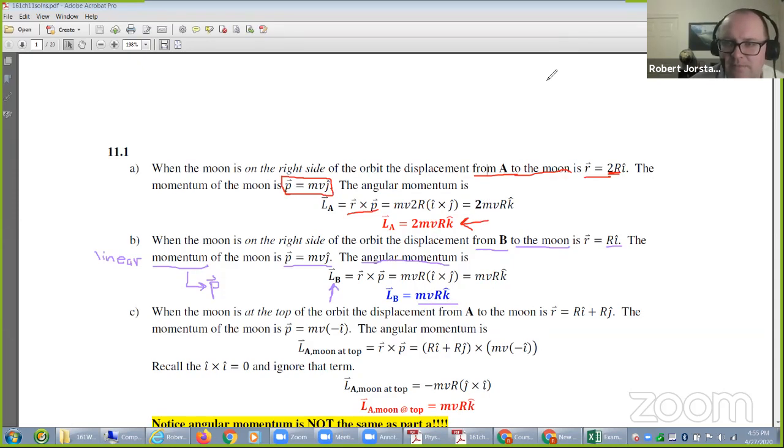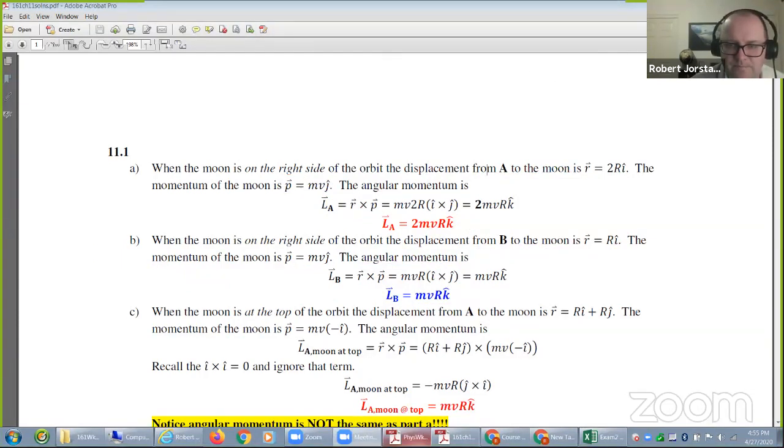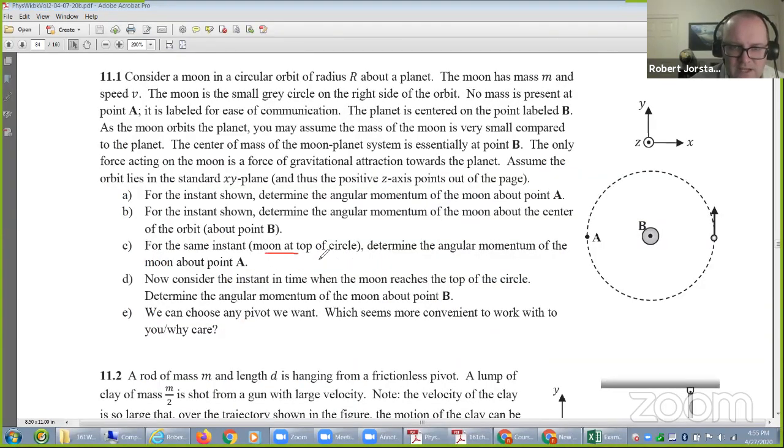Okay, I'm going to stop that for a second. And then let's go back to the question. So now I want to look at the next part, all right? If the moon is at the top of the circle, and I'm assuming it's going to keep going at the same speed. It's orbiting in a circular motion. So I didn't really state that, but let's say it's going here, and it's still moving with the same speed v, all right?